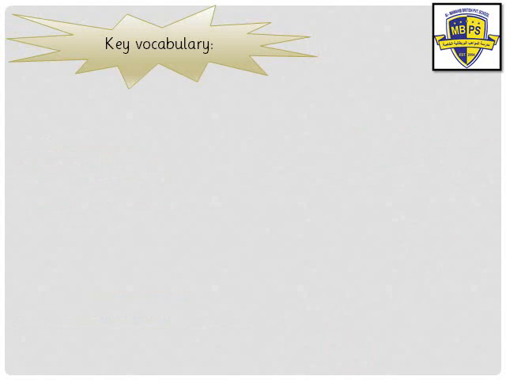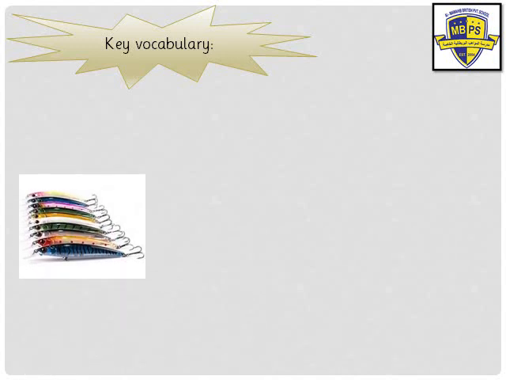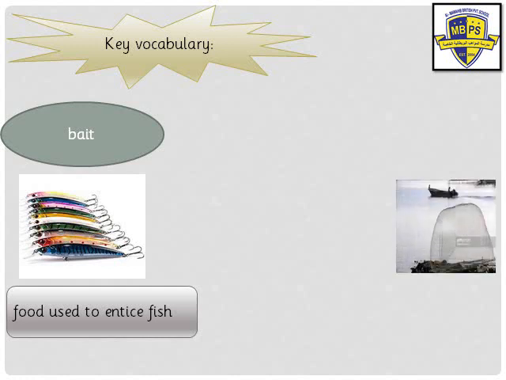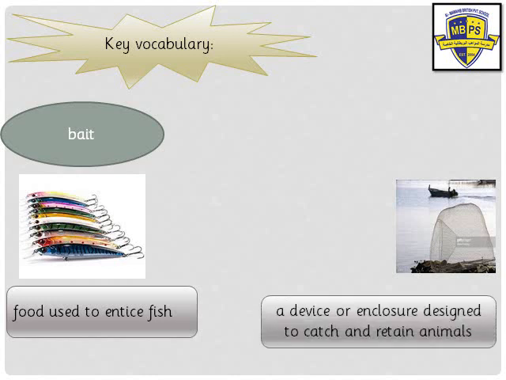Excellent. And here also, let us complete the new vocabularies. Look at this picture. What did you understand from this picture? Yes, it's a kind of food used to entice fish, used to attract fish. What we call this one? It's a bait. Bait. Yes. Let us move to the second one. Yes. What is this? What do you think about this one, boys and girls? Let us see. It's a device or enclosure designed to catch and retain animals, like a net. But what is the name of this one? It's a trap. Trap. And for many, we say traps.